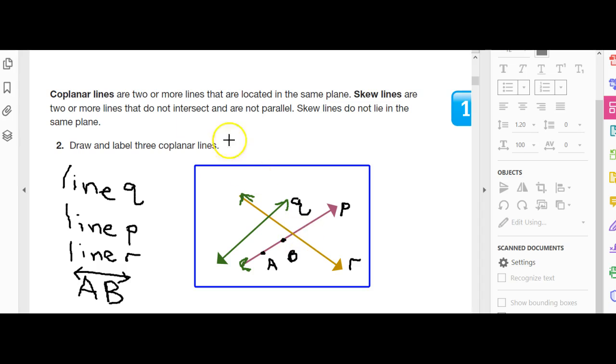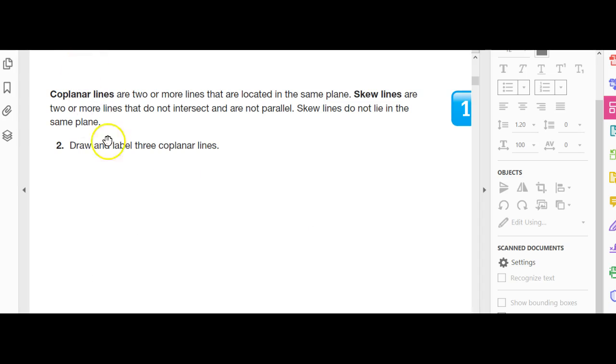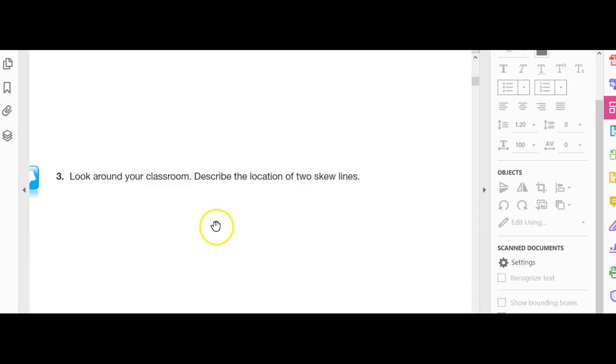So I have drawn and labeled 3 coplanar lines. And this would be in a plane, and maybe I'll call this plane Z, right? This is plane Z. Notice they're all on the same surface, so they are coplanar, and that's what it means to be coplanar. Coplanar lines, all in the same surface. All right, here we go. Let's try the next one.